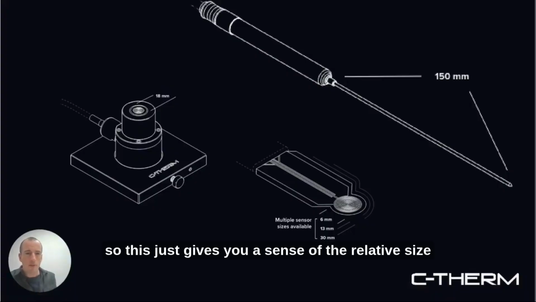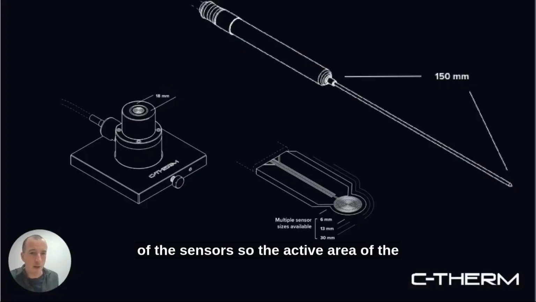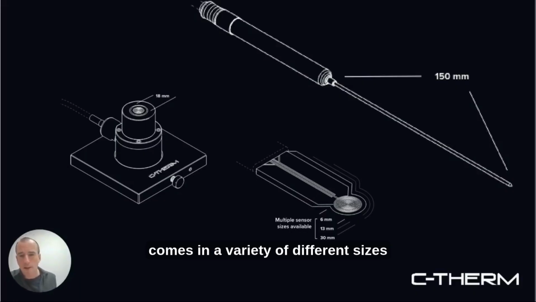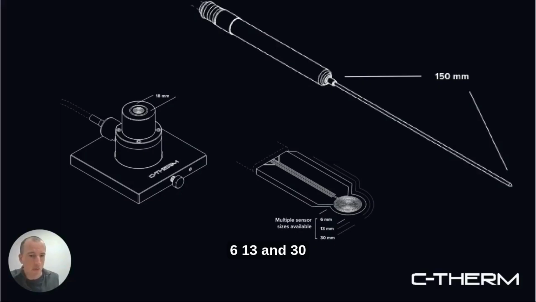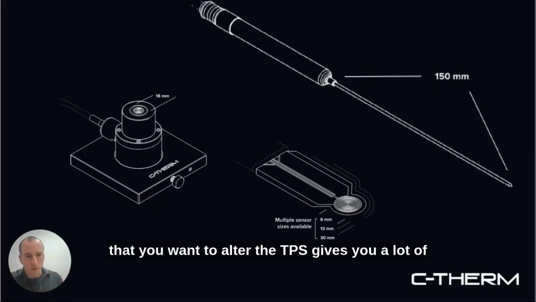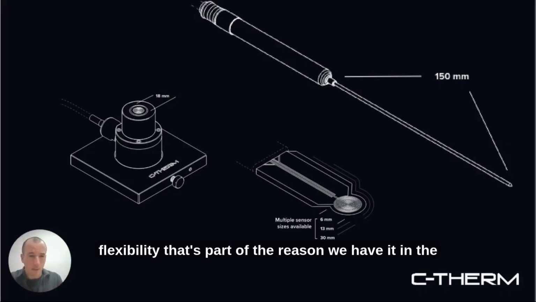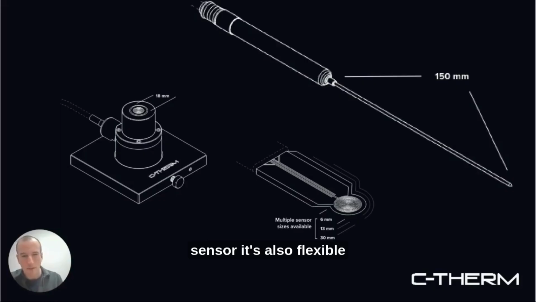Okay, so this just gives you a sense of the relative size of the sensors. The active area of the MTPS sensor, the one with the guard ring technology, is about 18 millimeters in diameter. The Flex TPS sensor comes in a variety of different sizes: 6, 13, and 30 millimeters. So if you're looking at different scales that you want to alter, the TPS gives you a lot of flexibility. That's part of the reason we have it in the name, the Flex TPS sensor. It's also flexible. It's a nickel foil encapsulated in Kapton polyimide. So it's a very flexible sensor, great for really rigid samples, and Sarah will detail this further.